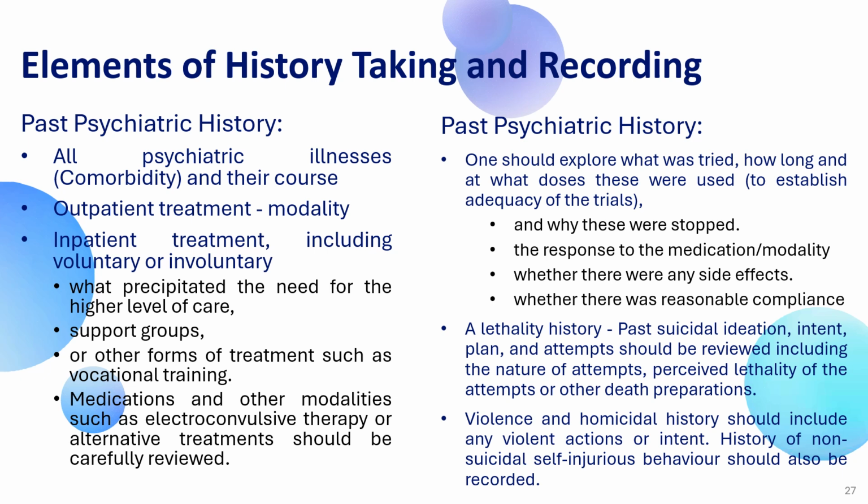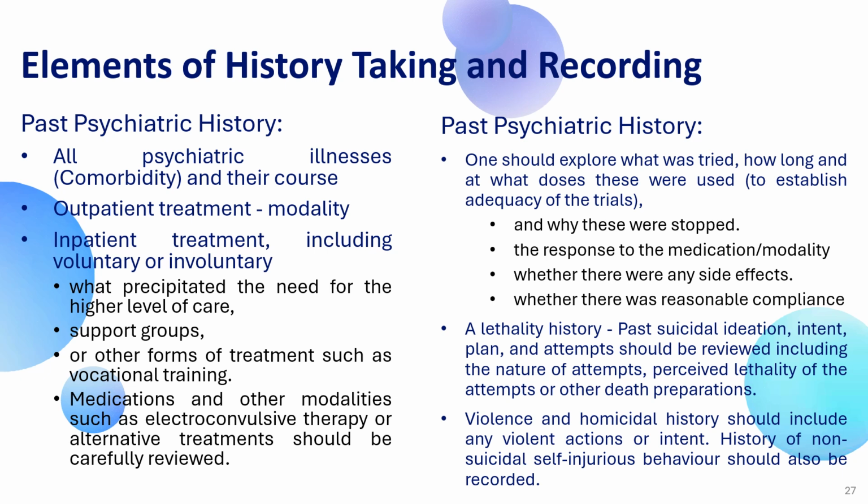If the patient was suicidal and having suicidal or self-harming tendencies, so lethality history should also be taken into account of the past episode, like past suicidal ideations, intent of these thoughts, whether the patient was having any plan or not, attempts that were done should be reviewed, including the nature of attempts, perceived lethality of the attempts, or other death preparations like buying ropes, buying poisons, or collecting other things by virtue of which the patient may harm himself.